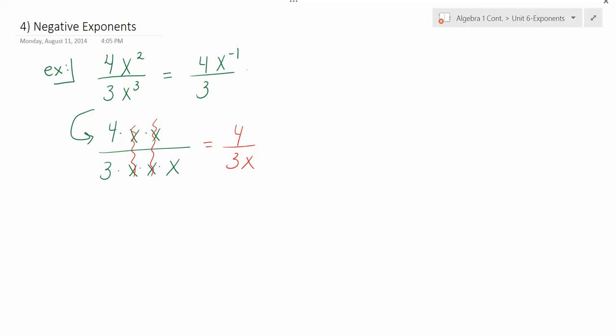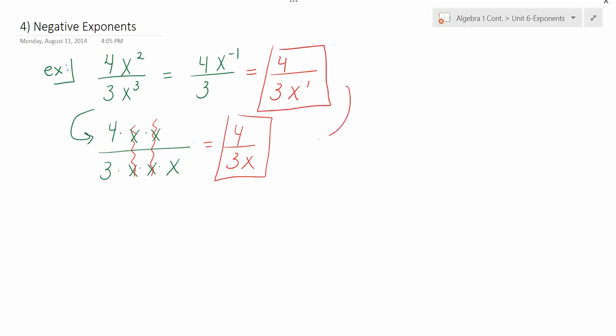So the basic idea, 4/3 and x in your denominator, is when you have a negative exponent, you want to change its position. If it was in your numerator, you're going to move it down to the denominator, and that makes it a positive exponent. Okay, the converse is also true. If it was in your denominator, you want to make it negative, then you would just move it up to your numerator.